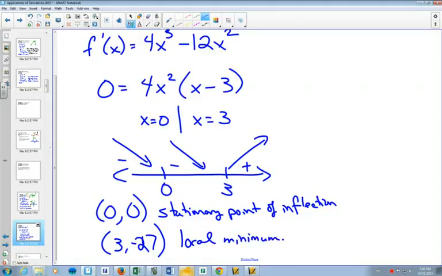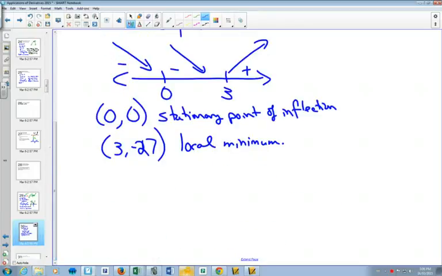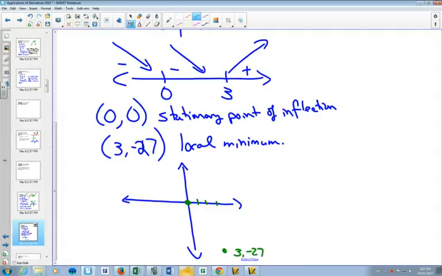Now, when we go to graph this, we have 0, 0, and 3, comma, negative 27 is our other point. It's decreasing to 0. It flattens out, then decreases again, and then comes back up. We can actually figure out this point without our calculator as well.